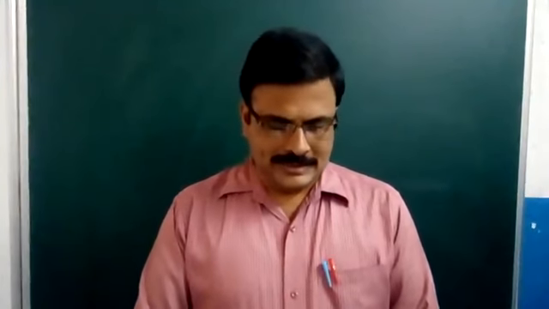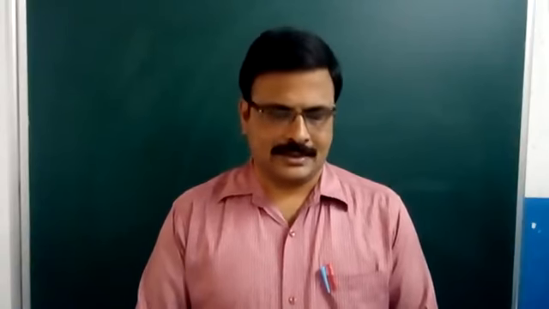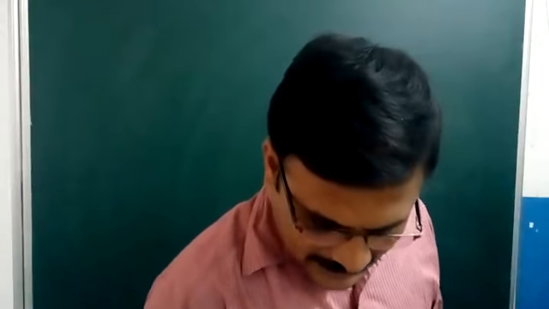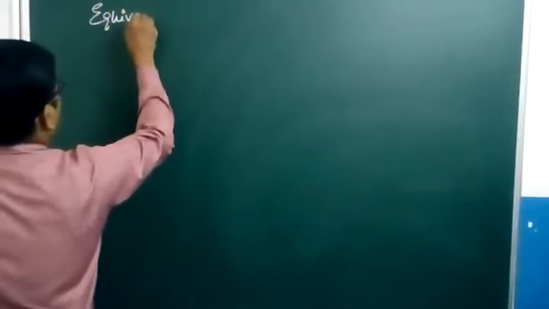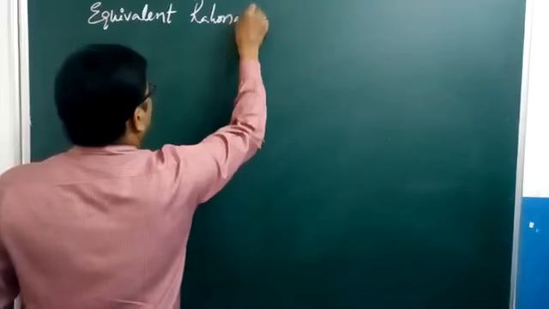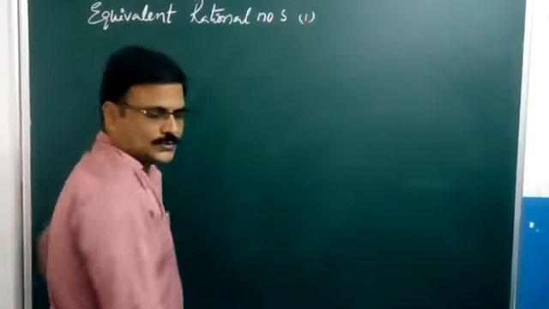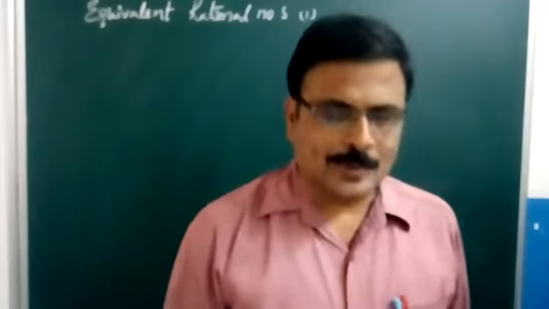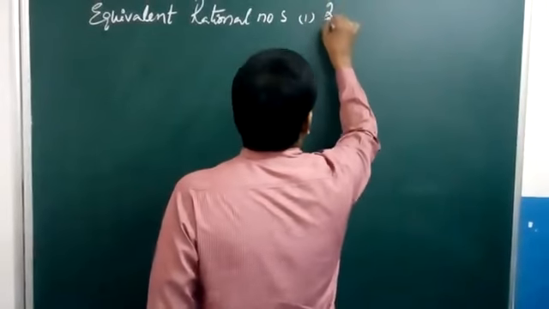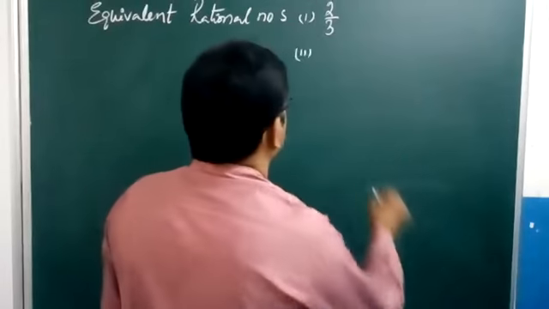So, in today's class, we will be discussing rational numbers, exercise 7. Write any three equivalent rational numbers in each of the following. Equivalent rational numbers. So the first one, you have 2 by 3, and the second one you have 3 by 8.